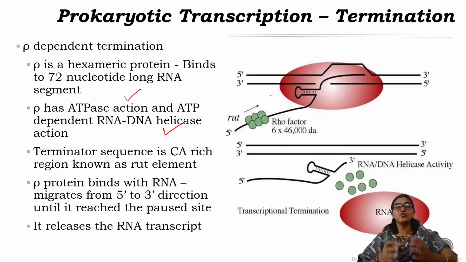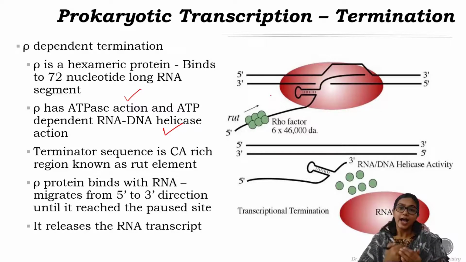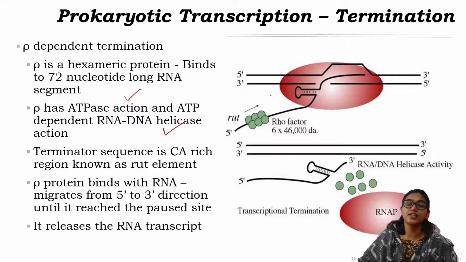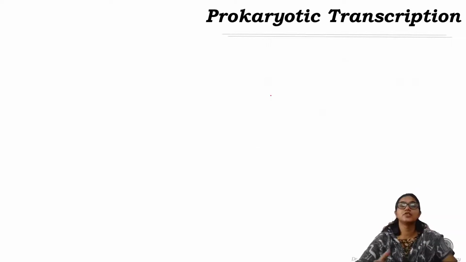Once the RNA polymerase movement is stopped, the rho protein reaches the RNA polymerase and it snatches off the RNA polymerase from the RNA DNA hybrid, and that RNA DNA hybrid is also separated with the help of helicase function, and that energy is provided by ATP hydrolysis. So this is how the rho factor helps in termination of prokaryotic transcription. So this is all about prokaryotic transcription.